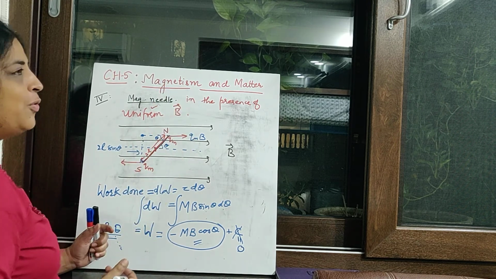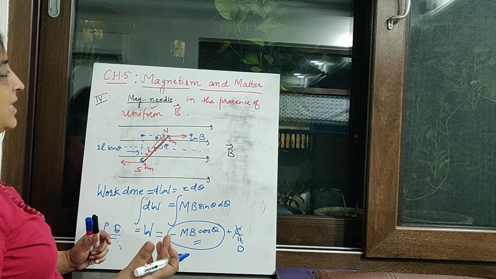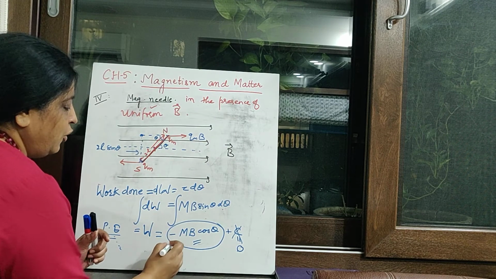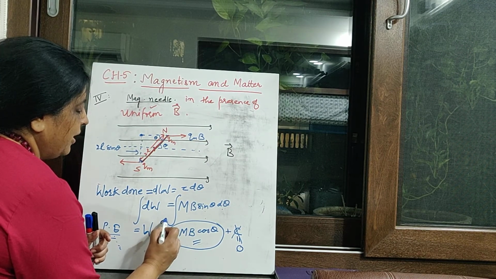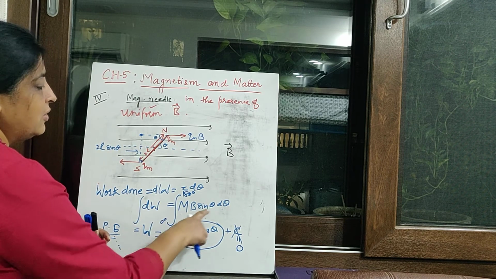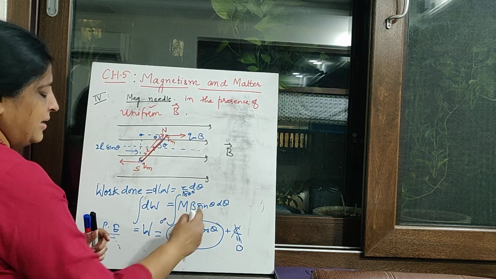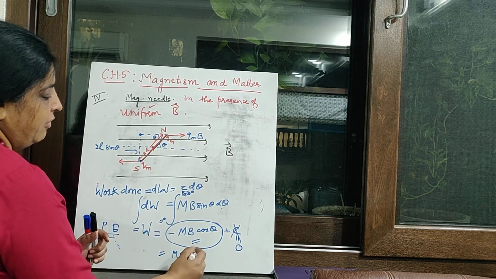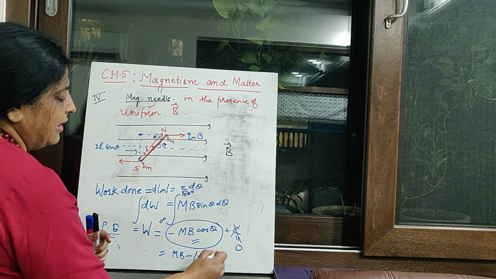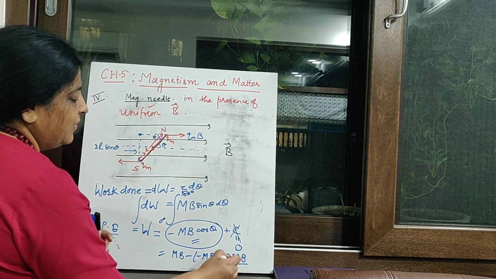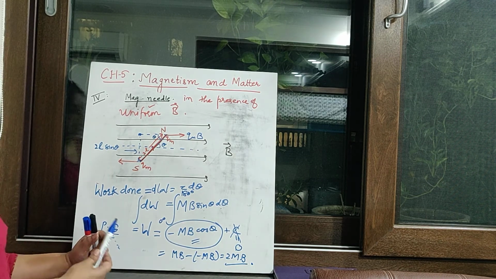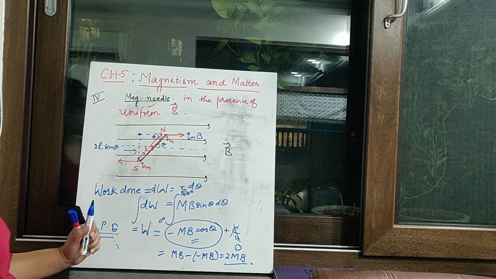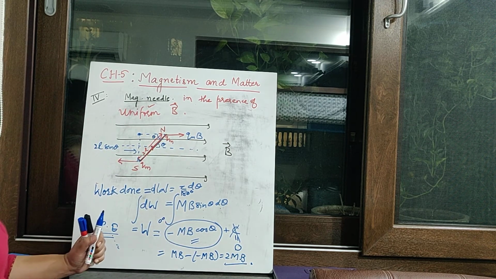So somebody can ask you how much will be the work done in rotating a magnetic needle from the position of stable to the most unstable position. Then you will have to do the integration from 0 degree to 180 degree. So cos theta at 180 will be minus 1. So this becomes mB only. Then the negative of this will be minus of mB again. So you get 2mB. So this is the work done in rotating a magnetic needle from the most stable position to the most unstable position. So this is how it is calculated.